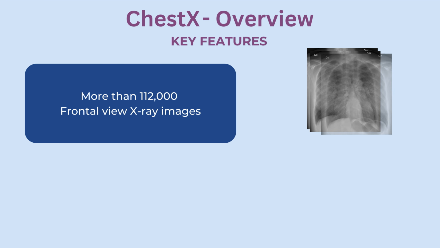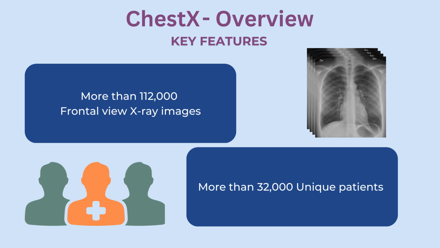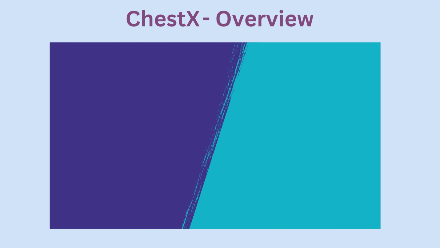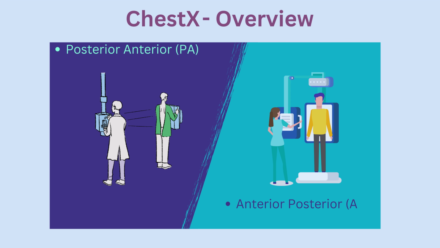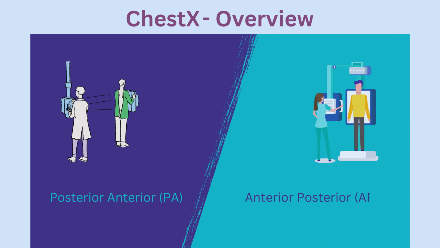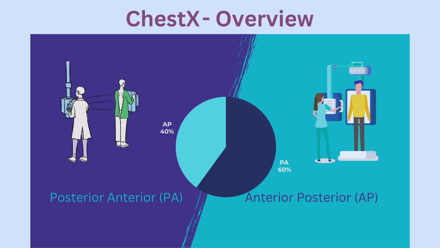With over 112,000 X-ray images from approximately 32,000 patients, it is one of the largest publicly available resources for frontal view of chest X-rays. Chest X-rays in the dataset are captured in 2 orientations, posterior-anterior, PA, and anterior-posterior, AP. About 60% of the dataset's images are PA, while 40% are AP.